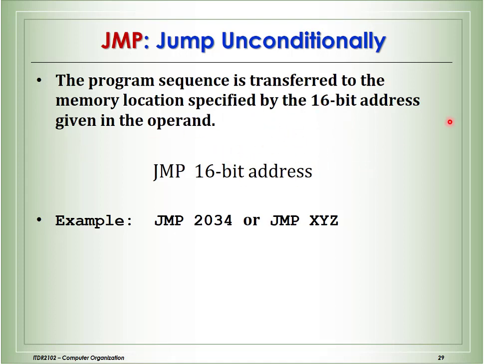It will be specified by the 16-bit address given in the operand. For example, JMP 16-bit address. So on this condition, we need to jump to this address. This is unconditional, so there is no need to satisfy any condition here. We need to go to this location when this instruction comes to us.